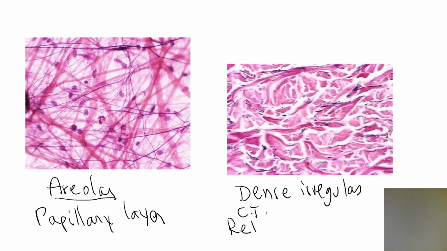The tissue on the left is areolar connective tissue, which is the tissue found in the papillary layer of the dermis. The tissue on the right is dense, irregular connective tissue, which is the tissue found in the reticular layer of the dermis.